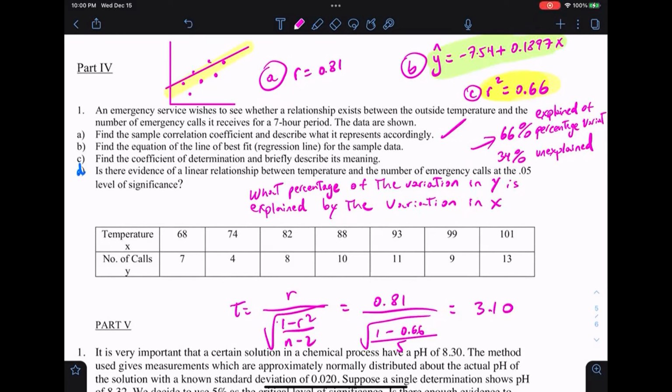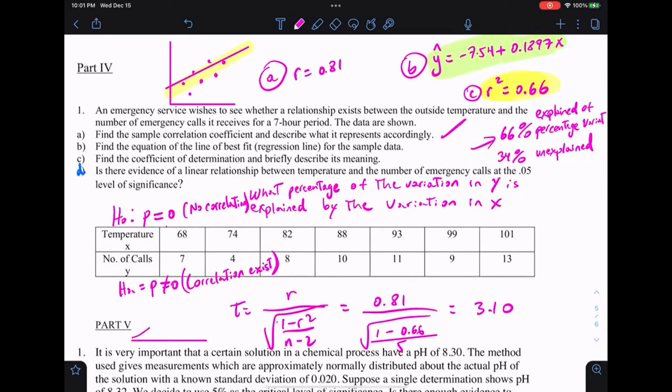So that's right. Now I need to state the hypotheses, right? The null hypothesis was there's no difference, no correlation, and the alternative was that there's a correlation. Correlation exists. Since this is an equal or not equal situation, I have to do a two-tail test, and I need to find out these values. So this is a two-tail t-test.